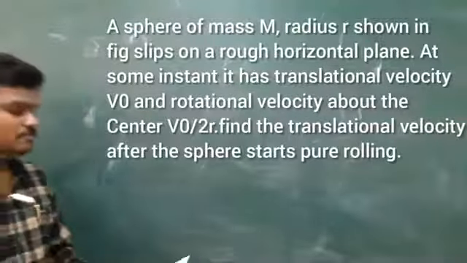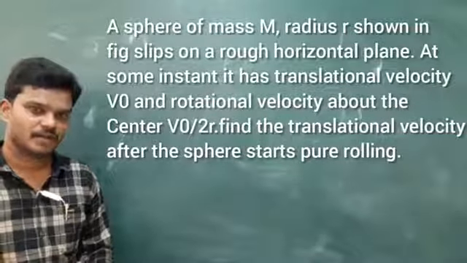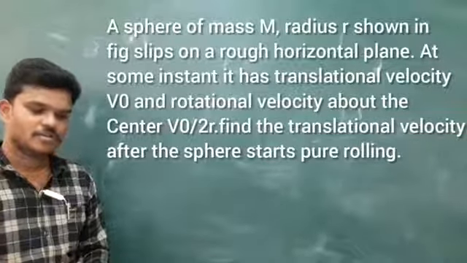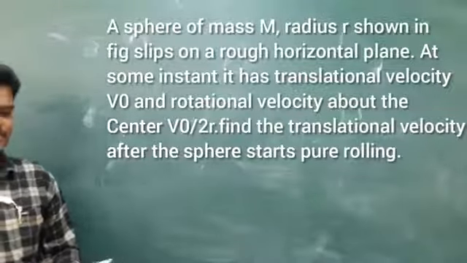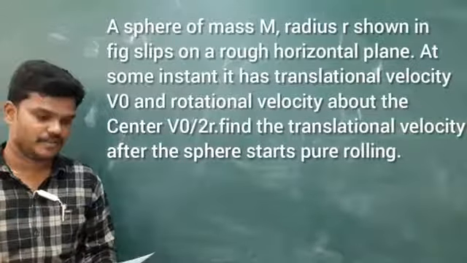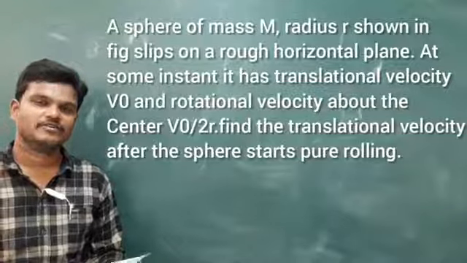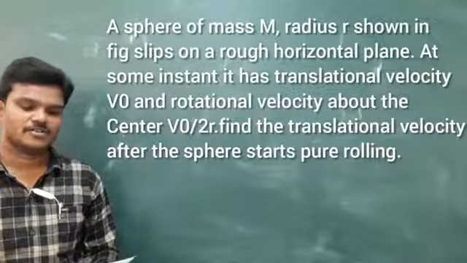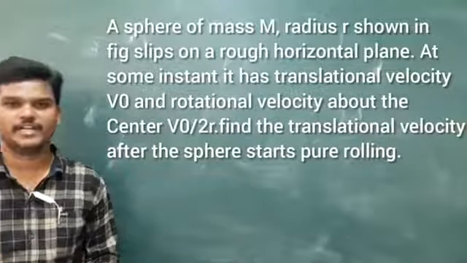So let me give the problem. A sphere of mass M and radius r, shown in the figure, slips on a rough horizontal plane. At some instant, it has a translational velocity v naught and a rotational velocity about the center v naught by 2r. Then find the translational velocity after the sphere starts pure rolling.